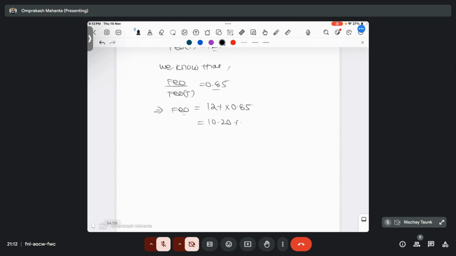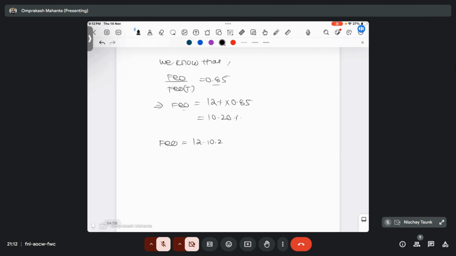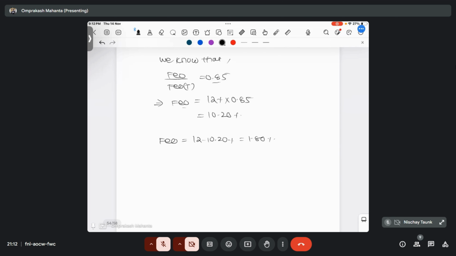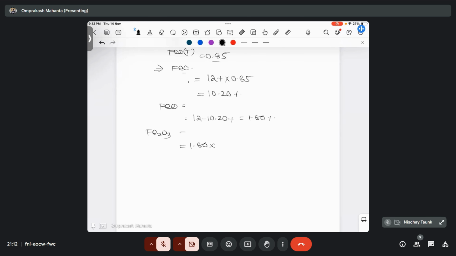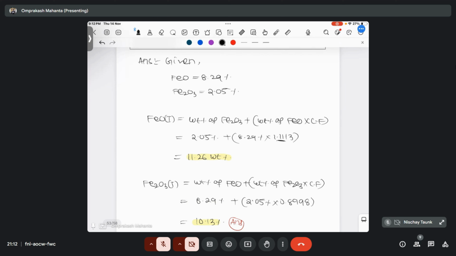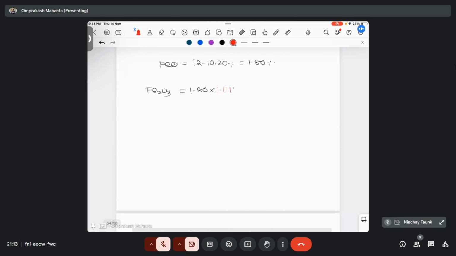Then what will be the actual FeO? The FeO will be the overall FeO total, that's 12 minus 10.20%, so we'll get around 1.80%. That will be your FeO. And then how to calculate the Fe2O3? You need to multiply it with the conversion factor of FeO. I told you the CF of FeO is 1.1113. So 1.80 into 1.1113 will come around 1.99 percent.